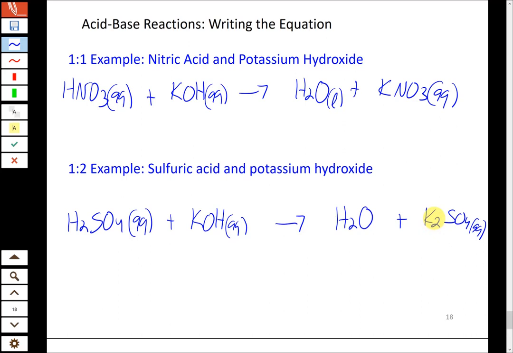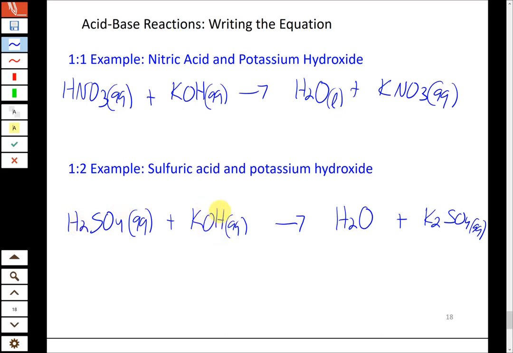But this reaction does need coefficients, and there are a few ways you can go about getting those coefficients. The way that I like to do it for acid-base reactions is think about how many H+ and OH- I have. So in my acid, I have two H+ because it's H2SO4. So if I have two H+, I also need two OH- because in an acid-base reaction, H+ and OH- always combine 1 to 1 with each other. So if your acid has two H+, you also need to have two OH- from your base.